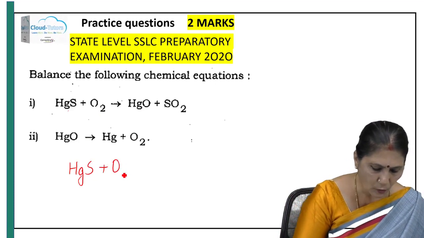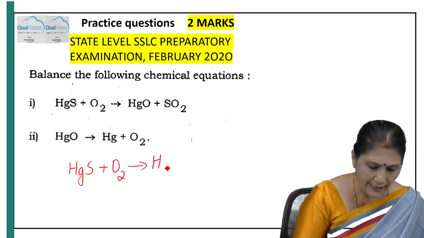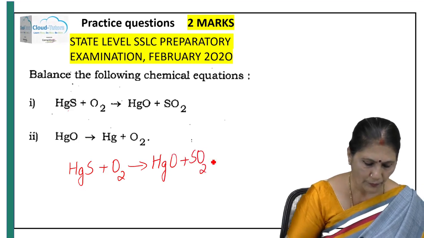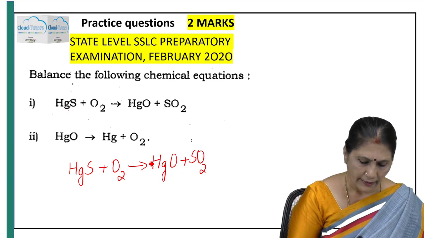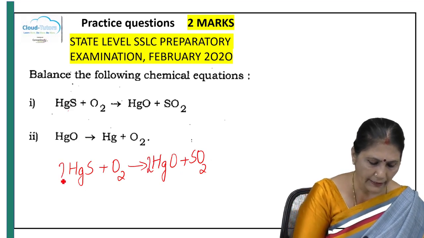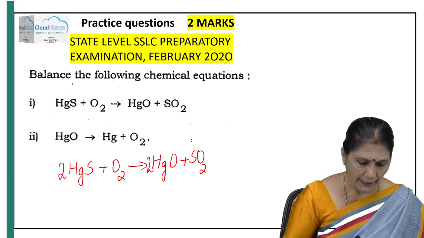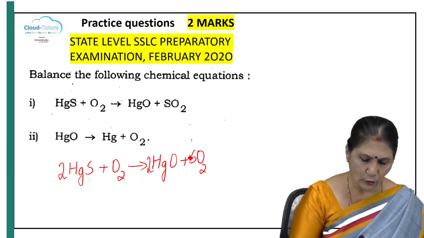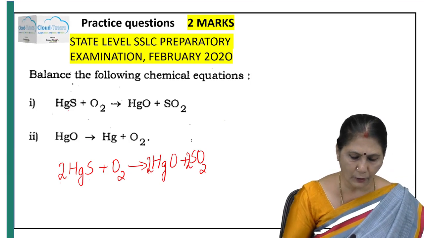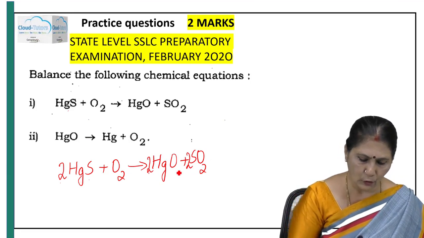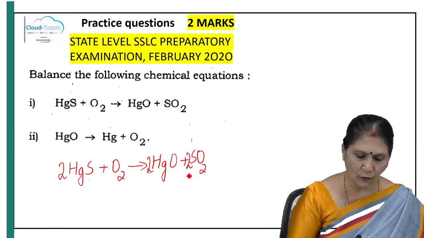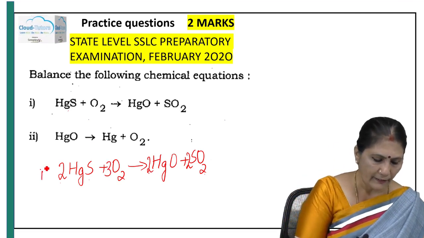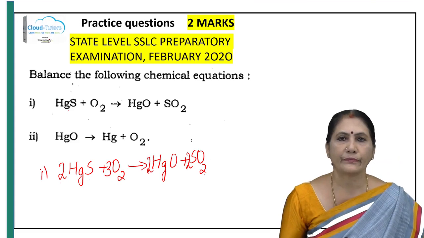HgS plus O2 gives HgO plus SO2. Now, can I write here 2? Can I write here 2? If I do that, mercury becomes 2, sulfur becomes 2. So, is it not necessary for me to put here 2? Then here it becomes 2 plus 2 into 2 is 4. 4 plus 2 is 6. So, can I not write here 3? So, this becomes the first balanced equation.